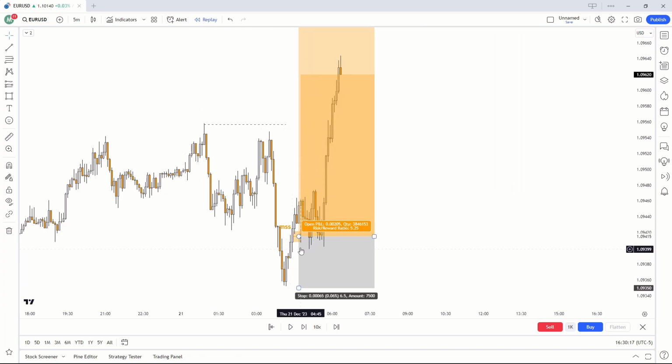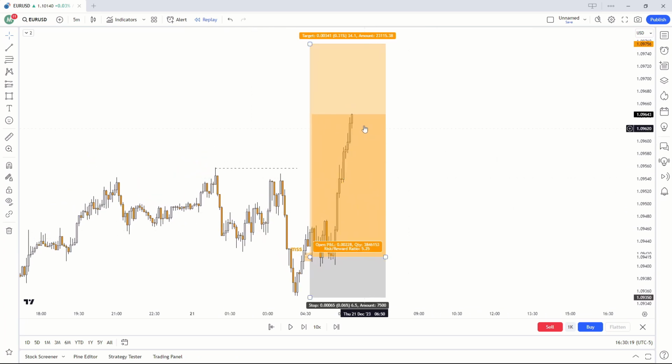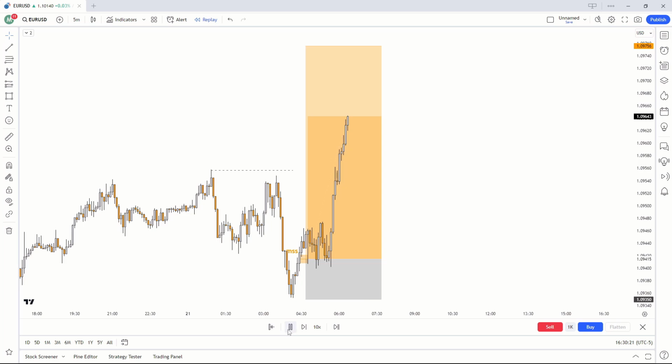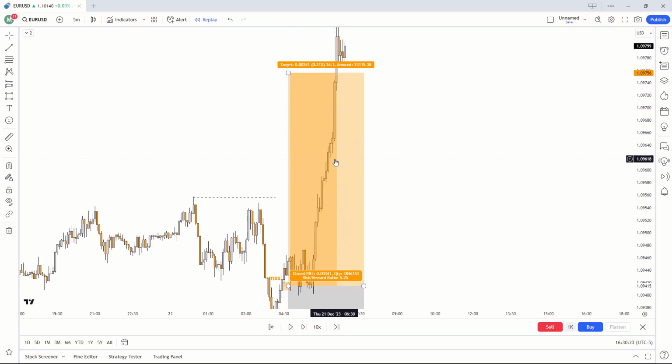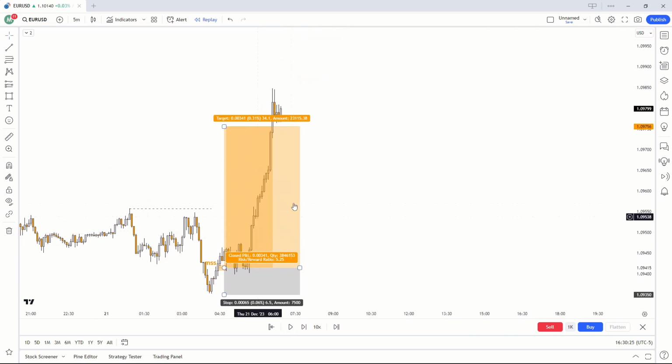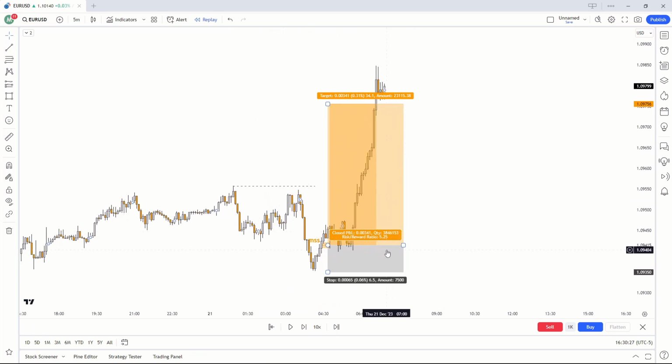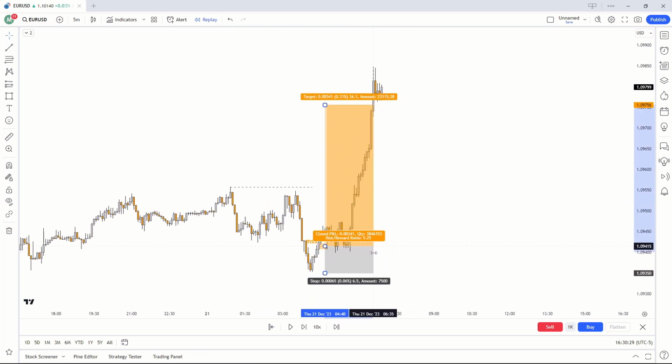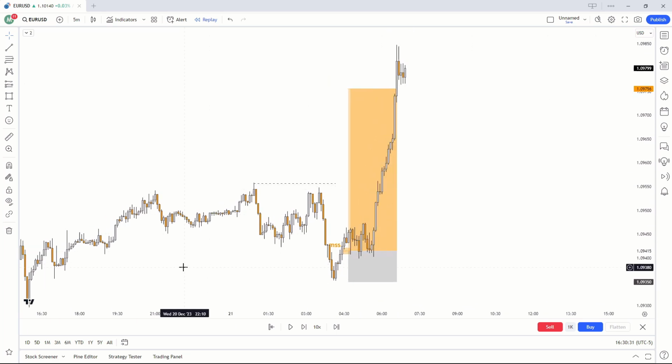Boom. You can see we do go back to break even a couple of times. However, after that, market does shoot up very quickly, securing us at a nice 1 to 5 in the span of a couple of hours. So it's that simple, guys. You don't need to overcomplicate trading. I see a lot of people complicating trading, complicating fair value gaps. This is why you're not profitable. If you stick to the basics, you'll be a profitable trader.